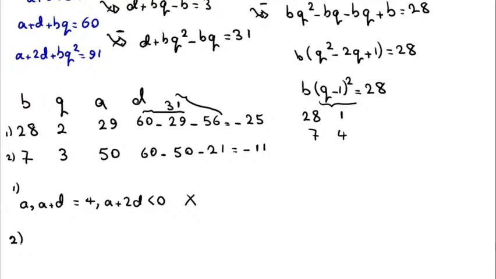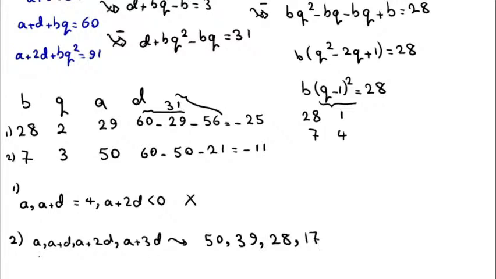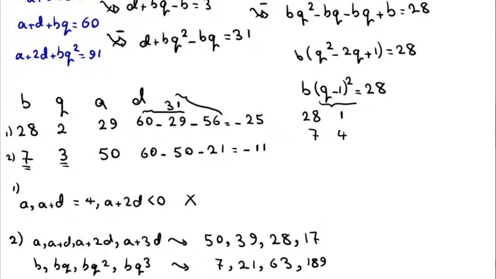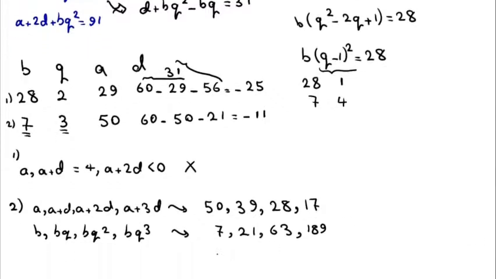Let's consider the second case. A plus D, A plus 2D, A plus 3D. If I write all of them, they will be 50, 50 minus 11, 39, 28, 17. And the next one is B, BQ, BQ squared, BQ cubed. So B is what in the second case? 7. When you multiply it by Q, 21. Multiplied by 3, 63. Multiplied by 3, 189. It is this. Now, if you add these terms, the first term is 57.